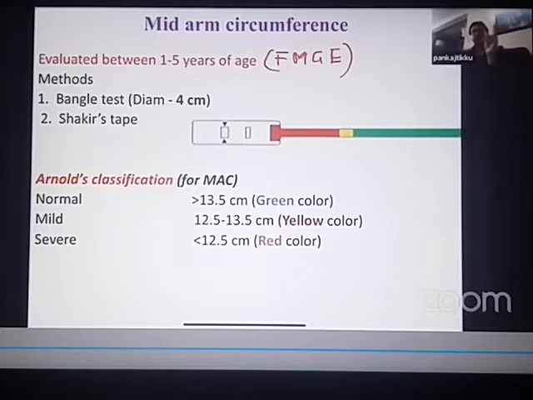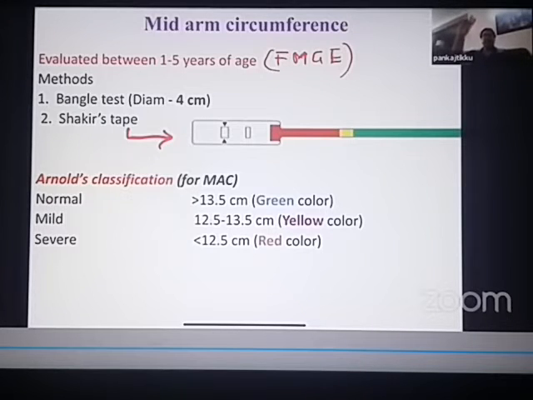There are 2 ways to measure the mid-arm circumference. One is known as the Bangle test, please see on your screen, and one is known as the Shakir's tape. The Shakir's tape is there in front of you. What is a Bangle test? In a Bangle test, we take a bangle and the diameter of the bangle should be 4 centimeters. So take a bangle and try to pass it above the elbow. If I can pass the bangle above the elbow, the child is a malnourished child. If I cannot pass this bangle above the elbow, the child is a normal child.